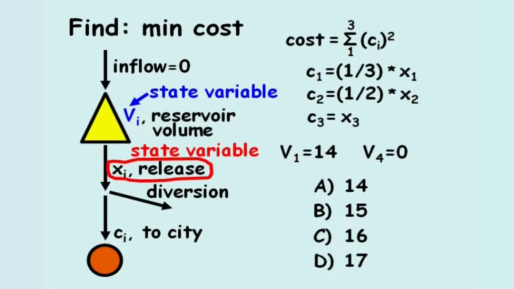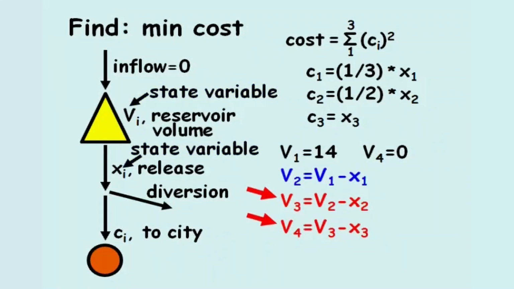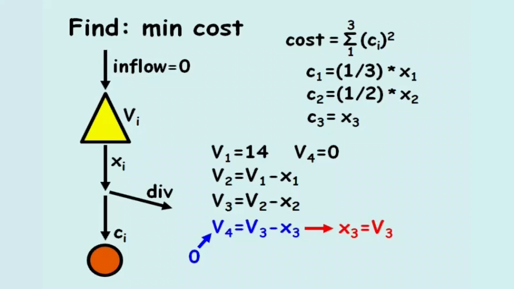In this problem, the volume of water in the reservoir is the state variable, and the release of water is the decision variable. The volume of water in the reservoir after the first stage, V2, equals V1 minus X1. Similarly, we can write out V3 and V4 by subtracting the previous release from the previous volume. Since we were given the final volume equals 0, we know the third and final release must equal the volume of water in the reservoir at the beginning of the third period. Decision variables X1 and X2 can be written out in the same way.